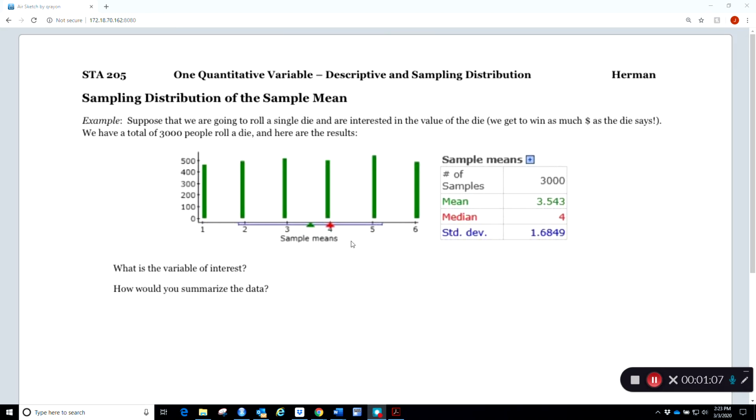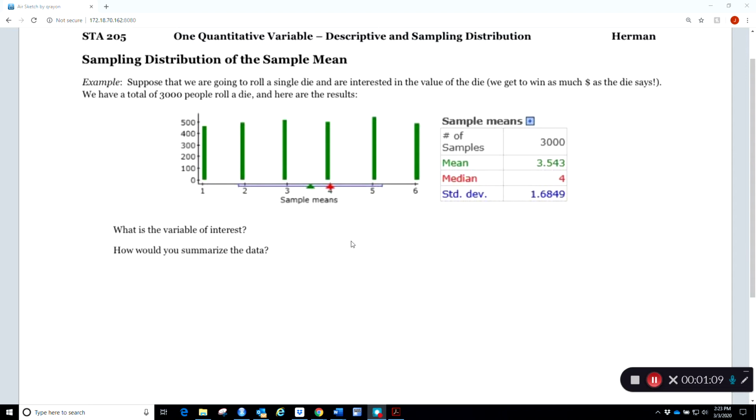So we're first going to go through some of the old stuff. So in this example, what is our variable? Well, what we are recording is the amount of money that someone's winning. So that's what I'm writing down. So they rolled a 1, they got $1. Now, how would we summarize the data?